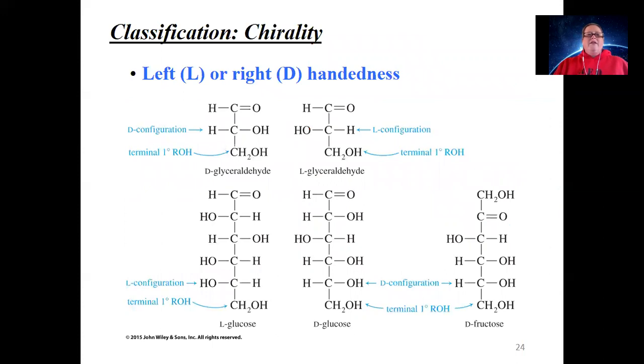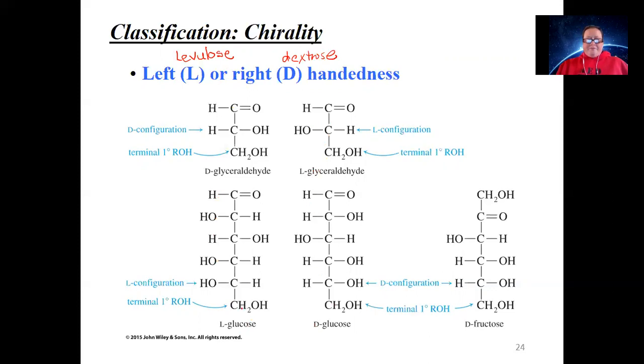So another classification scheme that exists is chirality. Is the molecule left-handed or is it right-handed? Now, when carbohydrates are left-handed, there is a prefix like levulose. The left-handed glucose is called levulose. The right-handed glucose is called dextrose.